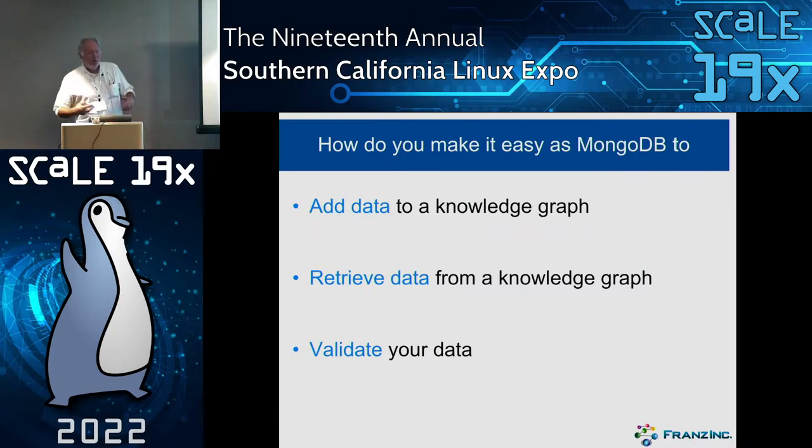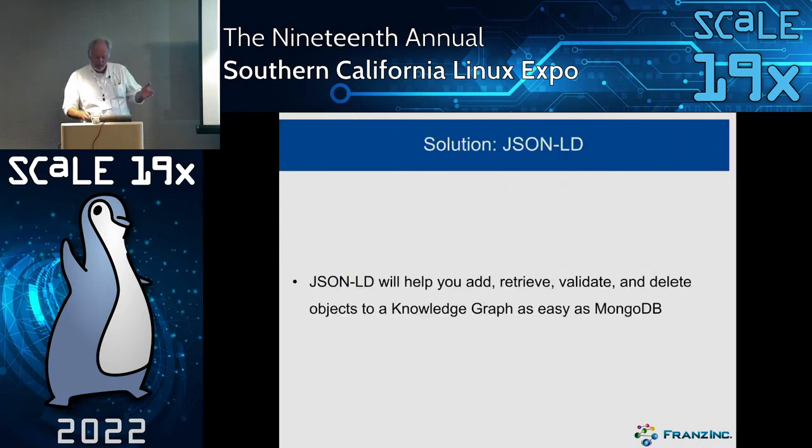So how do you make it as easy as working with MongoDB to add data to a knowledge graph, to retrieve data from a knowledge graph, and to validate the data in a knowledge graph, right? How do you do that? Well, basically, you give them what they want, which is JSON, but then a little bit added, and we call it JSON-LD, right? So everyone here works with JSON, right? So JSON-LD is 100% the same as JSON. It's 100% syntactic JSON, except you do two things.